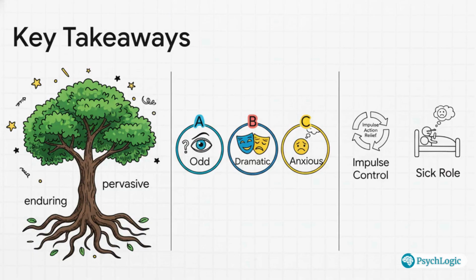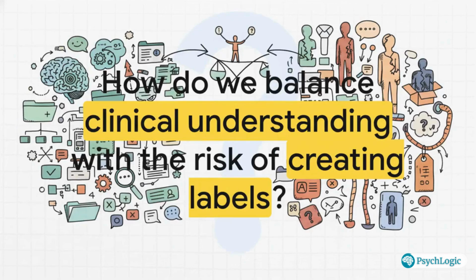So, after all that, what are the big ideas we should walk away with? Well, first, that personality disorders aren't just quirks. They are deep, long-term, maladaptive patterns. Second, that three-cluster system, the odd, the dramatic, and the anxious, is a really useful way to think about them. And finally, that there are these other related conditions, like impulse disorders and factitious disorder, that are all about specific behavioral cycles and motivations.